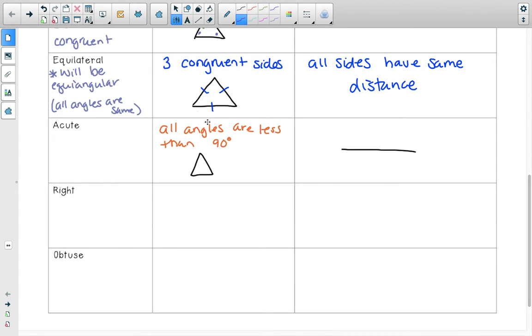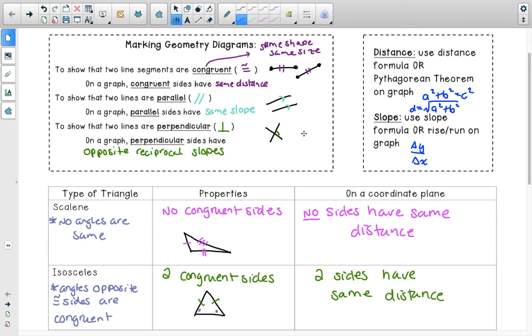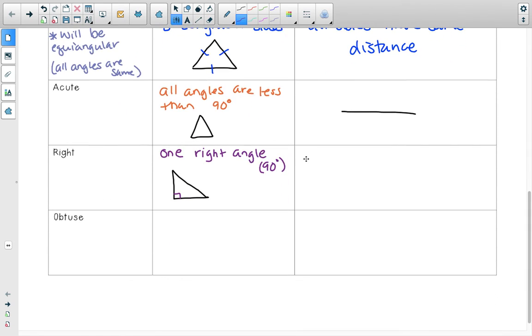For a right triangle, 1 angle is going to be a right angle. So 1 right angle, which means that 1 angle will be 90 degrees. We will see that with the little box in the corner of our triangle. This shows us that it has a right angle. But to see that right angle in our coordinate plane, a right angle means that they are perpendicular. So we'll see that inside the coordinate plane.